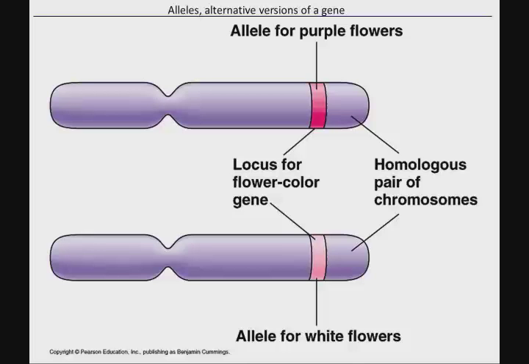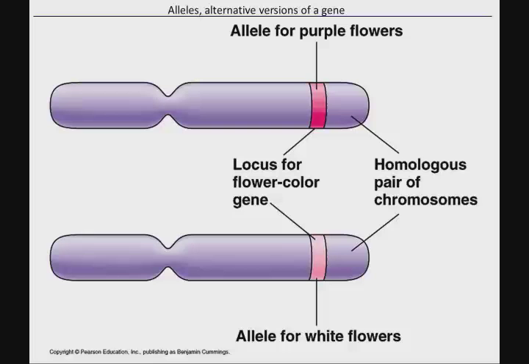So at this particular location on these chromosomes, there is a gene that encodes for flower color. So we call that the locus. So we're looking at two loci here. This is the locus for flower color gene. And in one of the chromosomes, you have the allele for purple flowers. It means you have the version of the gene that encodes for purple flowers. It's a gene that encodes for flower color. On the other chromosome, you have the allele or the version of the gene that encodes for white flowers.